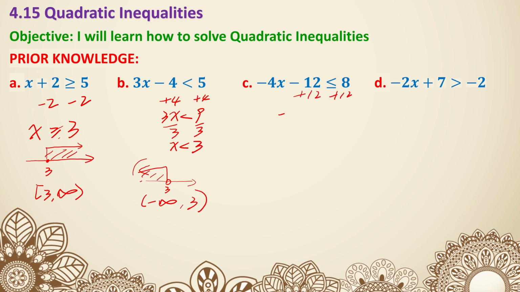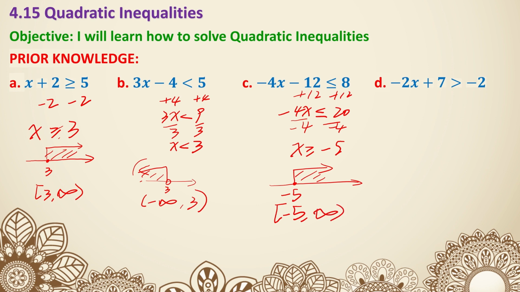Next, add 12 on both sides. Negative 4x is less than or equal to 20. Then we need to divide both sides by a negative 4. And whenever we multiply or divide by a negative number, we got to flip the sign. So x is greater than or equal to negative 5. So on the number line, it is a solid dot on negative 5 and it's pointing to the right. So square bracket negative 5 to infinity.